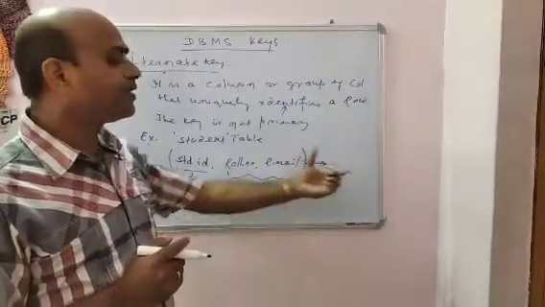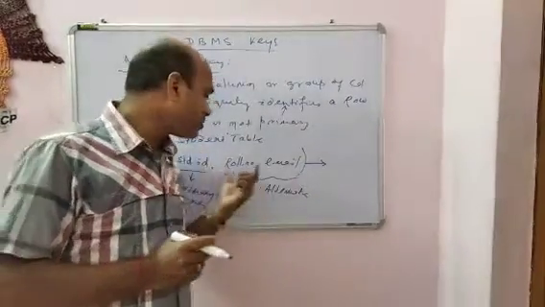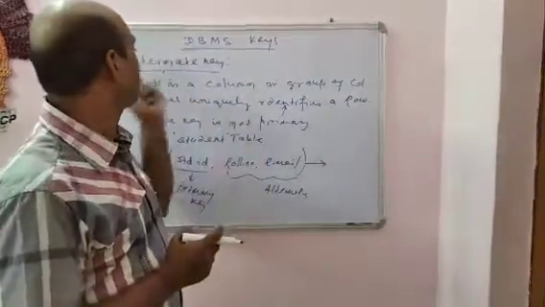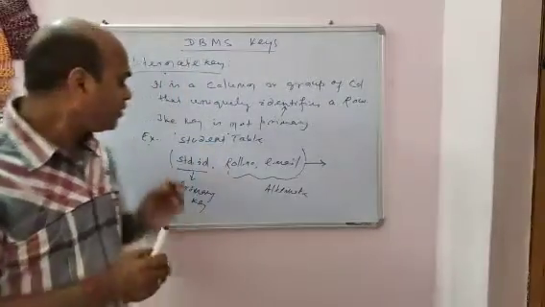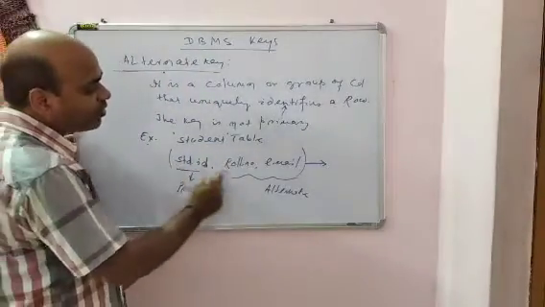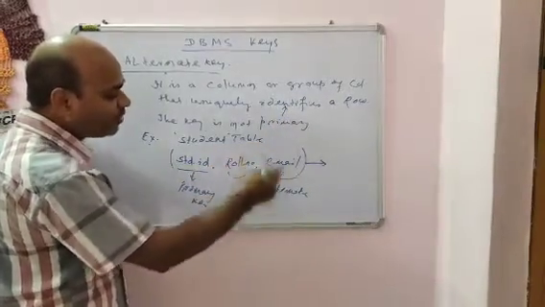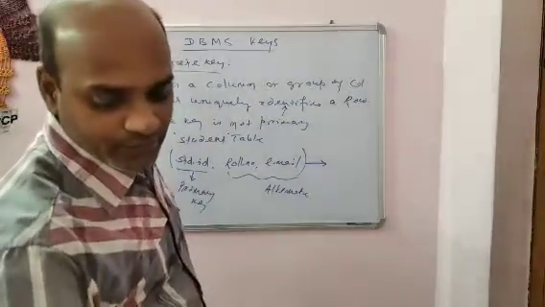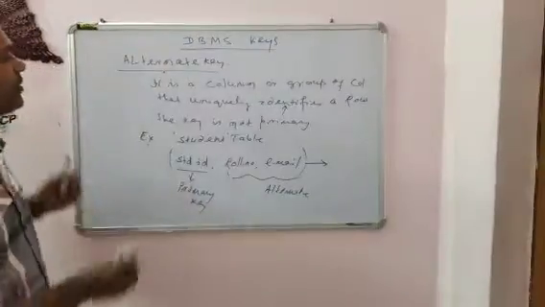Combined they uniquely identify, but only one of the keys must be the primary key. All other keys that uniquely identify a particular row are the alternate keys. Is it clear to all? So only one of them is the primary key, and all others that uniquely identify a row in a table are the alternate keys. So this is the alternate key. And the next important key we will learn is the super key.